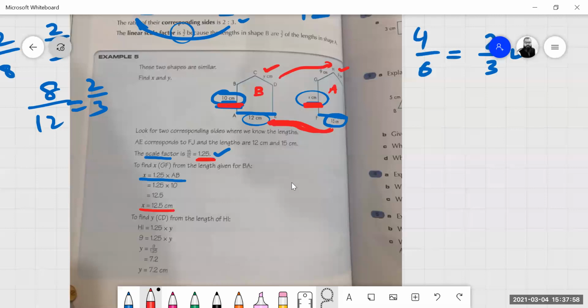Let me explain it again. Here, x is equal to 10 multiplied by the scale factor 1.25. So with the same rule, from this side to this side, we are moving. 9 will be equal to y into the scale factor 1.25. Is it clear? Now, because y is multiplied by 1.25, on the other side it will be divided.